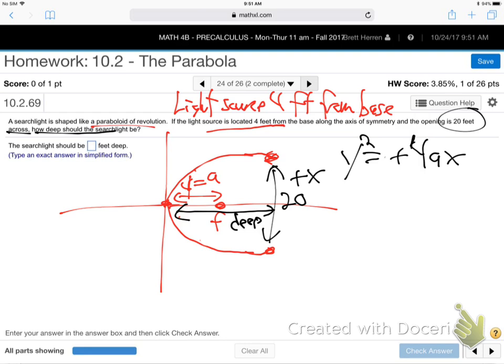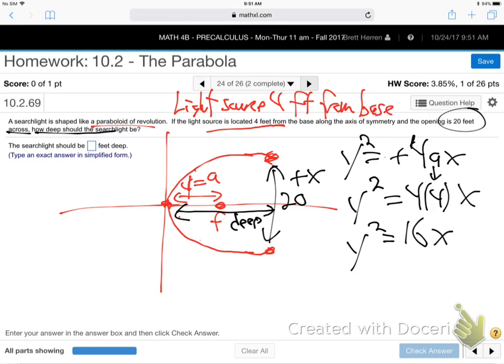So positive 4ax, at least the way I put it, it's going to the right. I know the A. The A is 4. Right? They told me that straight out. That's where the lamp source is. So I have y squared is 16x. Good so far? Mm-hmm. So now, find how deep it is. You need the point again. It's all about the point. So what is the coordinates of that point?